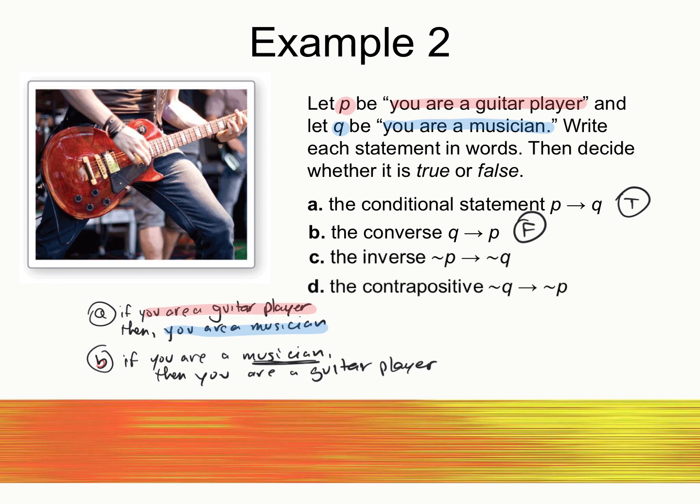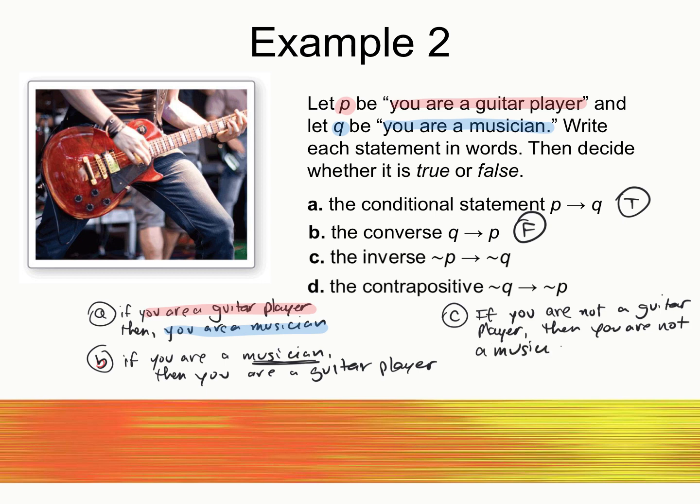When we go to the inverse, which is C, remember that the inverse keeps the original order, it just negates it. So we're going to write it, and so instead of if you are a guitar player, the negation of that would be if you are not a guitar player, right? Then you are not a musician.